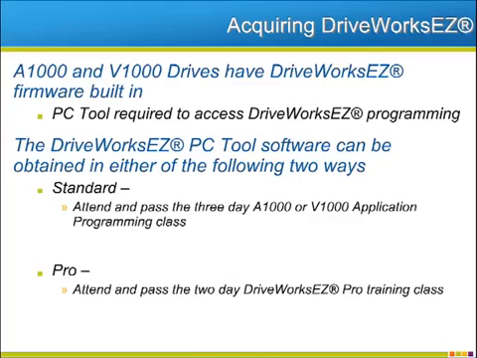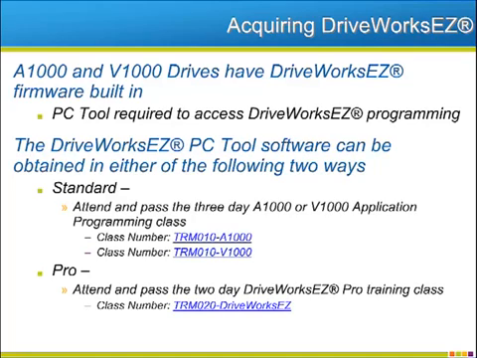You may be asking yourself, how do I access the vast programming world offered by DrivesWorksEZ? The answer is, you have to attend factory training. DrivesWorksEZ exists in all A1000 and V1000 drives. Attending factory training gives you the key to unlock its programming capabilities. When you come to either the A1000 or V1000 application programming class, you will receive the key to unlock the standard version. If you want the Pro version, come into our dedicated DrivesWorksEZ Pro training class. Click the class number for more information, or click Current Training Schedule.